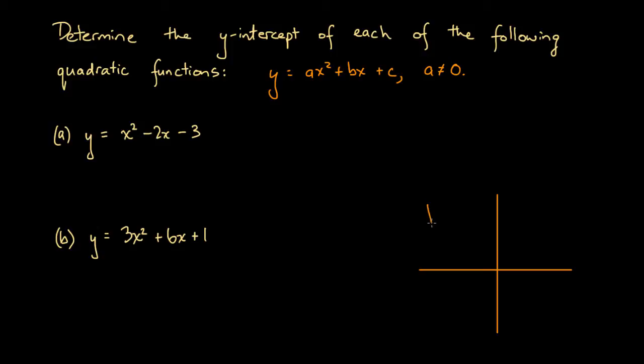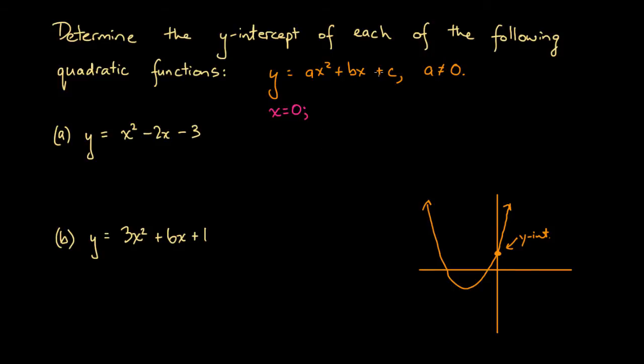So for instance, we might have a quadratic function that looks like this. And the y-intercept will be this point here. This will be the y-intercept. And one of the important things that we know about a y-intercept is the y-intercept always has an x-coordinate of 0. So consequently, in order to find the y-intercept of any quadratic function, we can substitute x equals 0.